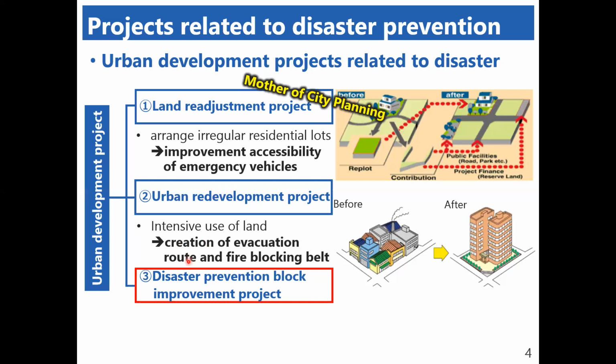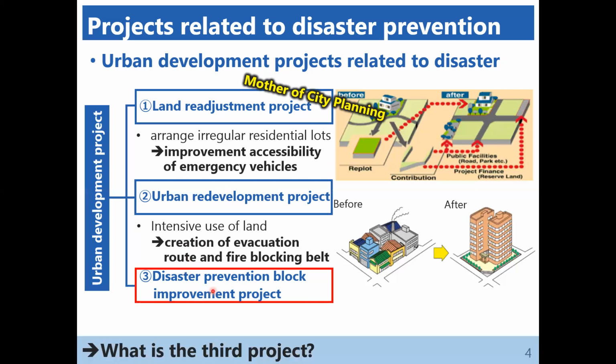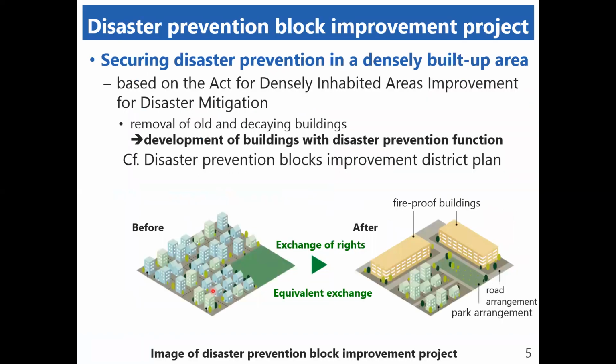So last but not least is the Disaster Prevention Block Improvement Project. Do you know what project this is? The Disaster Prevention Block Improvement Project, which is called 防災街区整備事業 in Japanese, is conducted to secure the disaster prevention function in a densely built up area based on the so-called mishuho in Japanese. This is a schematic image of the project.